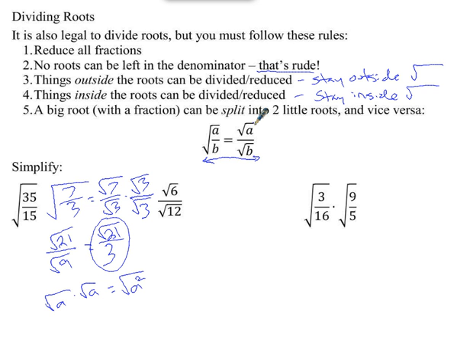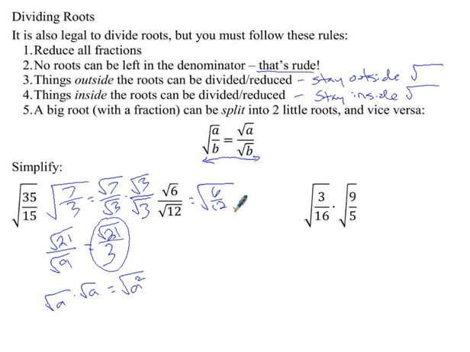First, I'm going to use this rule. Notice that I have a little square root divided by a little square root. The first thing I'm going to do is this rule. I'm going to go this way, from here to here. So I'm going to turn this into a big square root. Big square root of 6 over 12. So now I have 6/12 under that square root.